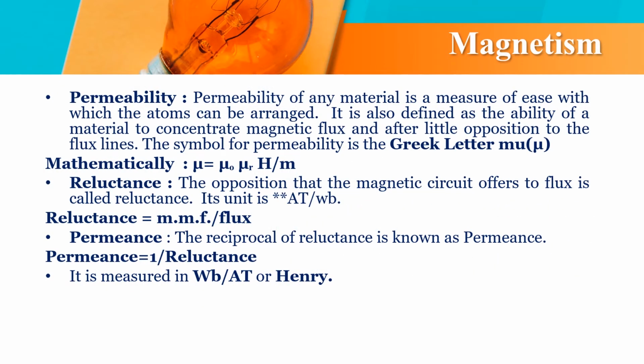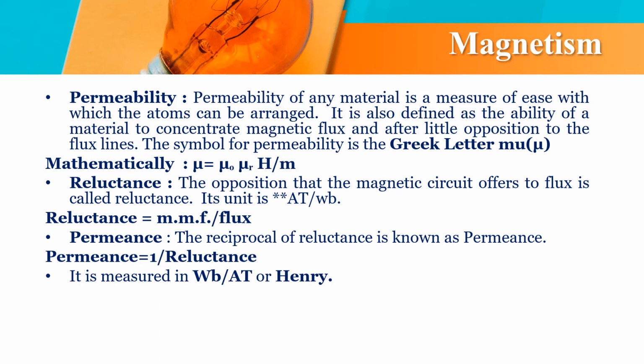Permeability of any material is a measure of the ease with which the flux can be established. It is also defined as the ability of a material to concentrate magnetic flux and offer little opposition to the flux lines. The symbol of permeability is the Greek letter mu. Mathematically, it is measured in Henry per meter. Reluctance, the opposition that the magnetic circuit offers to flux, is called reluctance.